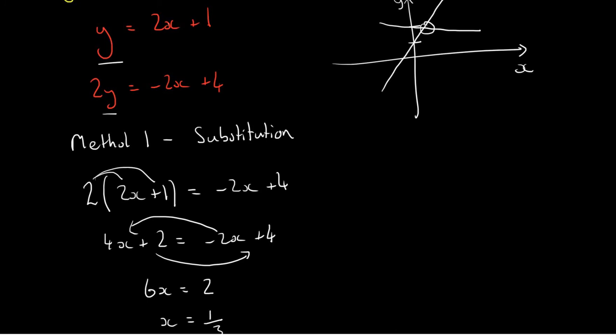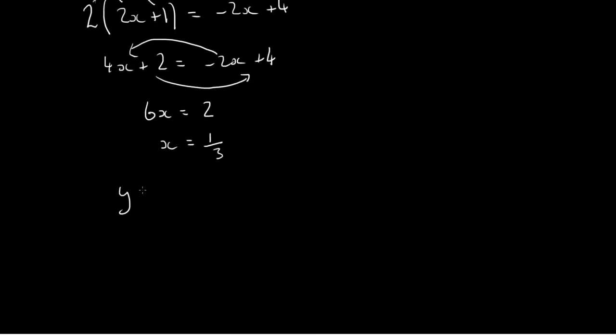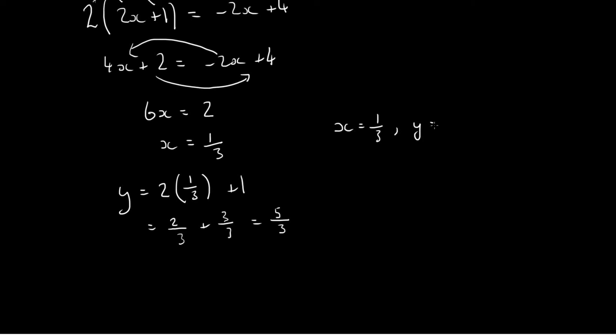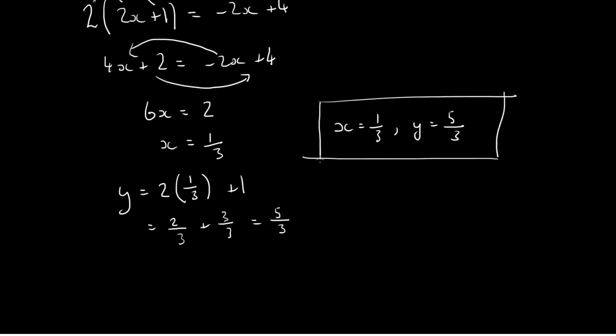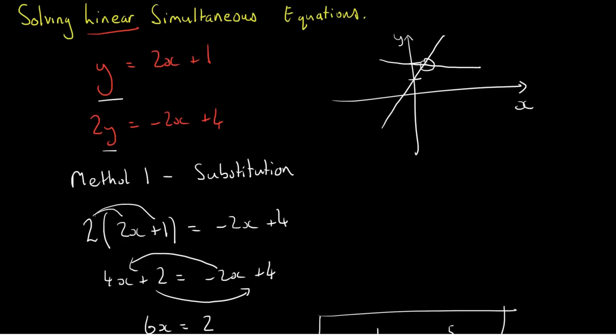So substituting this into the first equation, we have y is equal to 2 times x, but x is 1/3, so I'm going to put 1/3 here, plus 1. So therefore y is 2 times a third, which is 2/3, plus 1. Well, 1 in thirds, so that we can conveniently add these, is just 3/3. It's a whole part. So therefore y is 5/3. So our final solution using this method is x is equal to 1/3, and y is equal to 5/3. And these are the coordinates of the point at which both of these two lines intersect.